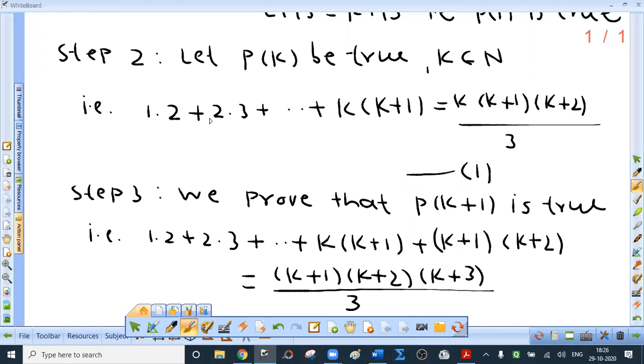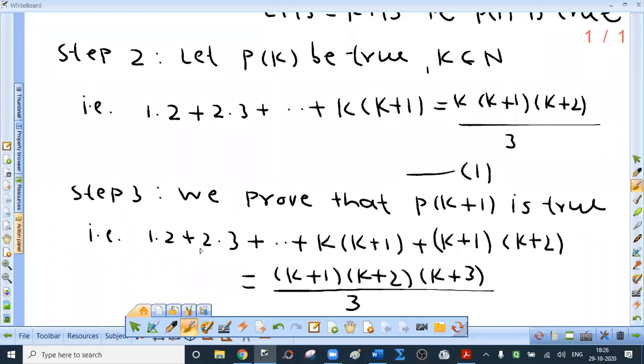Now, how to write P of k plus 1? Simple. See, these are the k terms, so we write them as they are. How to get the next term? Replace k by k plus 1. So (k plus 1) into (k plus 1 plus 1), that is why I have directly written (k plus 1) into (k plus 2). On the right hand side also, I have directly written by replacing k by k plus 1. So (k plus 1) into (k plus 1 plus 1), that is k plus 2, and (k plus 1 plus 2), that is why k plus 3, upon 3. Now we have to prove this.